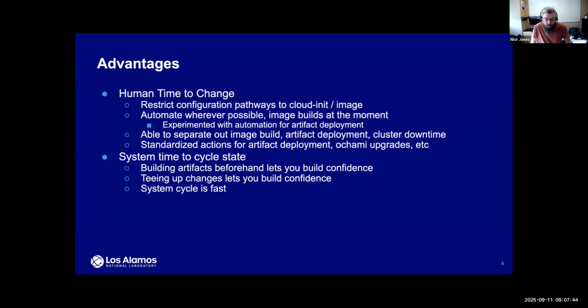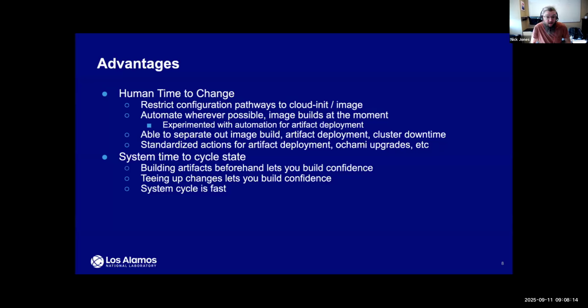We're able to separate out our image build, artifact deployment, and cluster downtime, right? So each one of those represents a stopping point. So often our image build is done the week before a DST, our artifacts are deployed the day before a DST, and then the cluster downtime is quite literally just rebooting and checking state, which lets us have the users see a lot less system downtime, like in the scale of an hour, hour and a half, and that includes code testing.